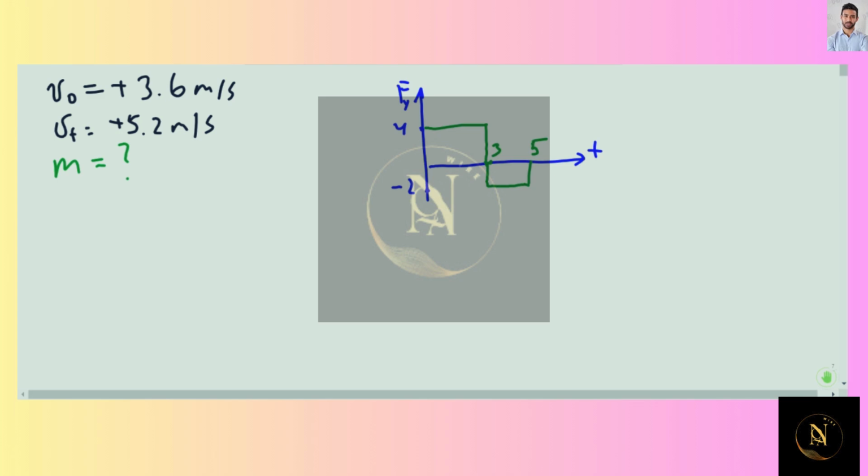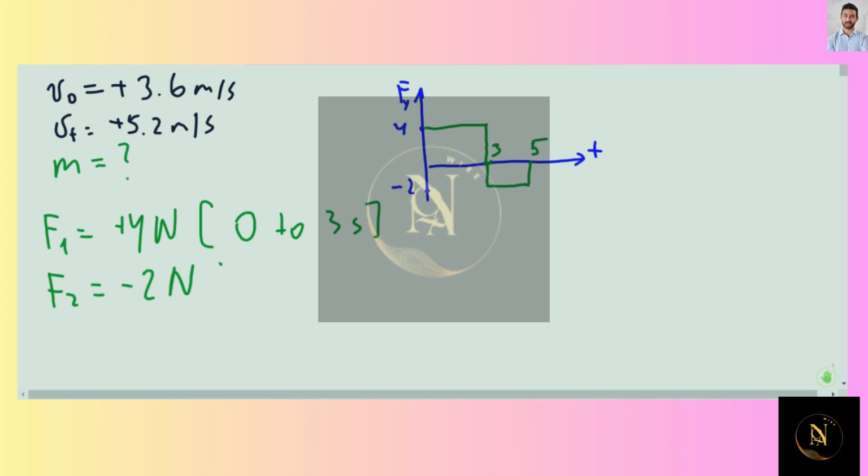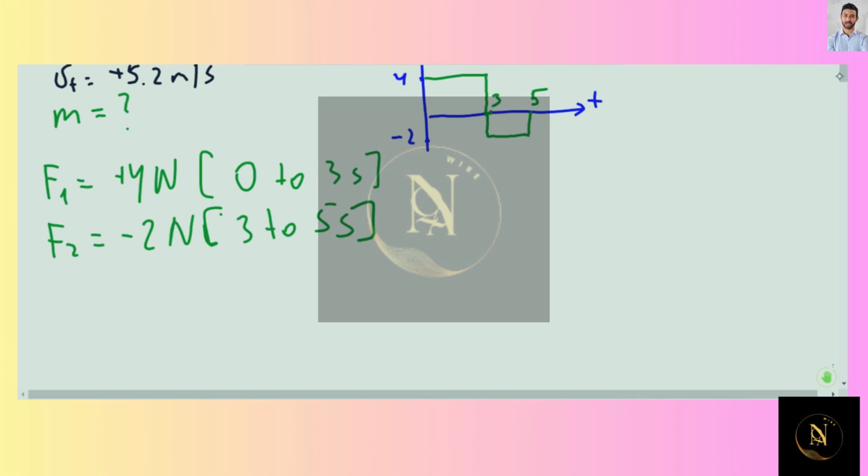Initially the force was positive. It was plus 4 newtons from 0 to 3 seconds, and then it became negative 2 newtons from 3 to 5 seconds. So we know the initial speed, we know the final speed, we have to calculate the mass.